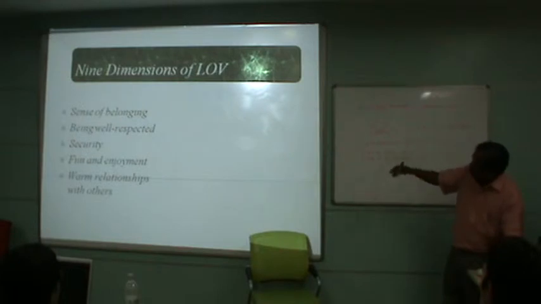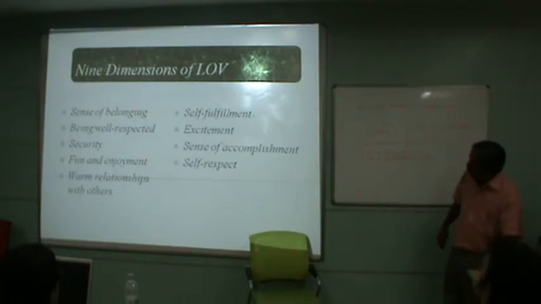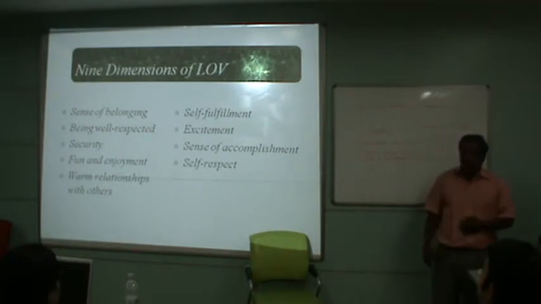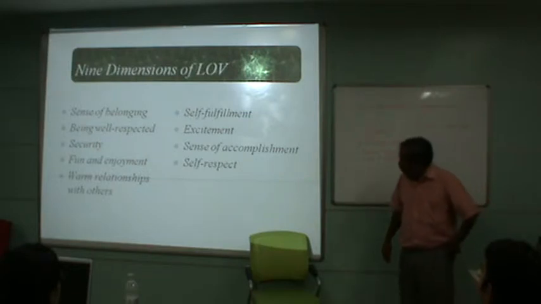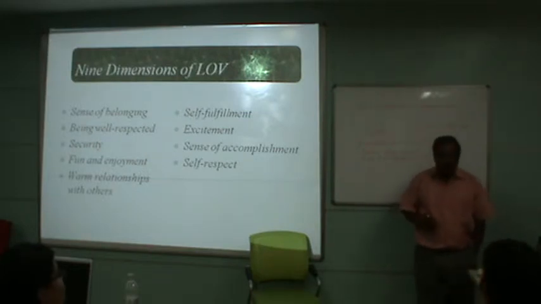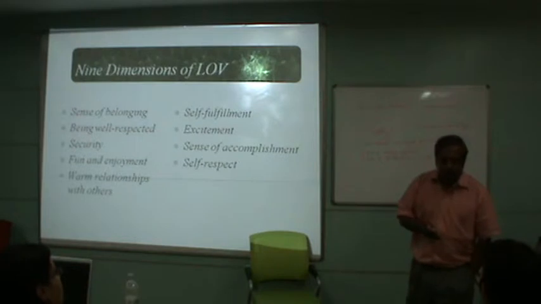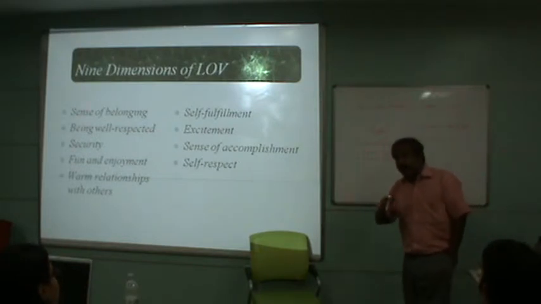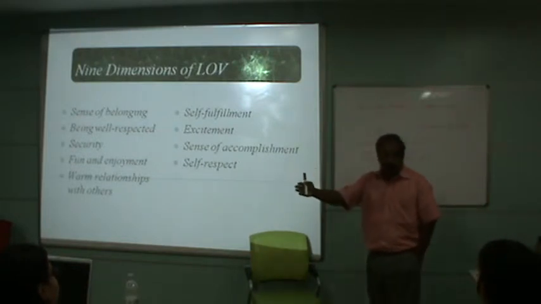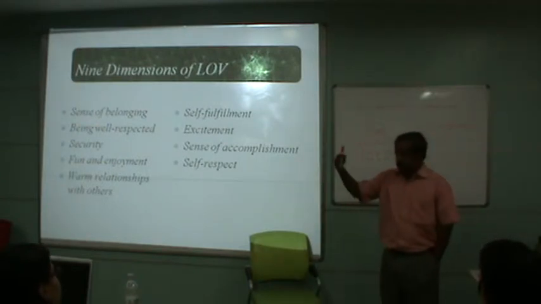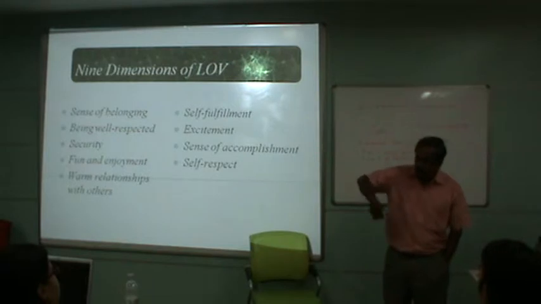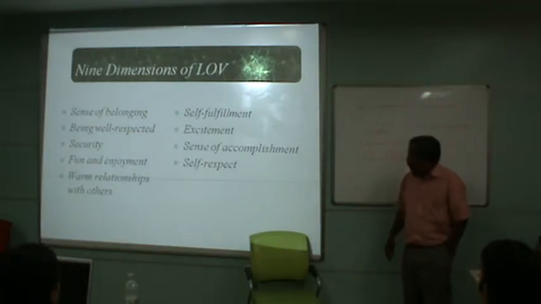There are 9 dimensions, as well as a list of values. So sense of belonging, which means how social is the person. Self-respect, being well respected: is he looked upon by the peer group? What is the width of the respect? In other words, is he respected only in a small group, or is he eminent enough to be respected by a wider group?